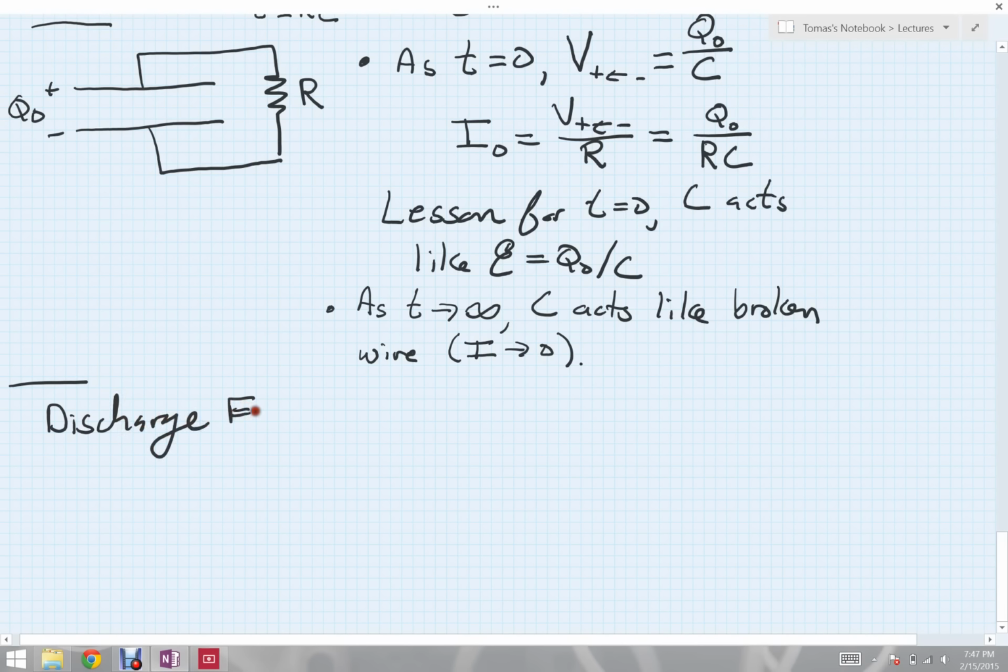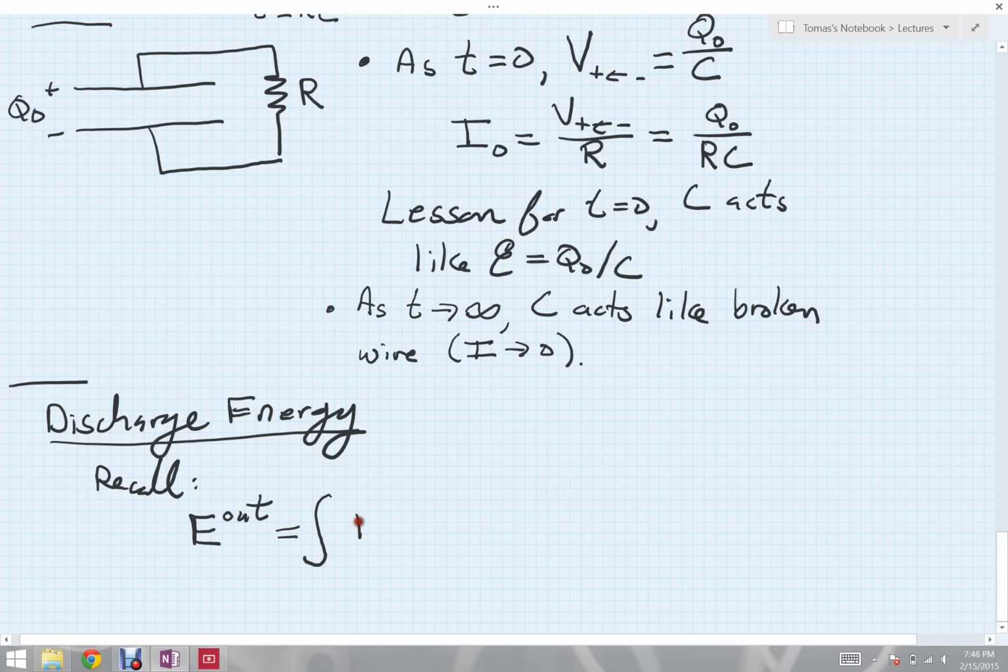Now, to compute this discharge energy, recall what our plan was at the very beginning. We had decided that the energy that comes out of this system is going to equal the integral of the power that is coming out of the system, integrated with respect to time, during this entire discharge process.